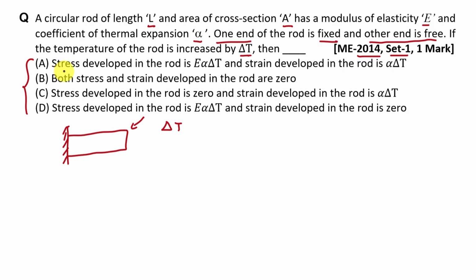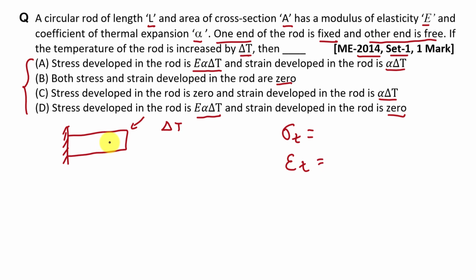First option is stress developed in the rod is E alpha delta T and strain developed in the rod is alpha delta T. Option B is both stress and strain developed in the rod are 0. Third option is stress developed in the rod is 0 and strain developed in the rod is alpha delta T. And option D is stress developed in the rod is E alpha delta T and strain developed in the rod is 0. Means actually here we have to find out thermal stress and thermal strain.